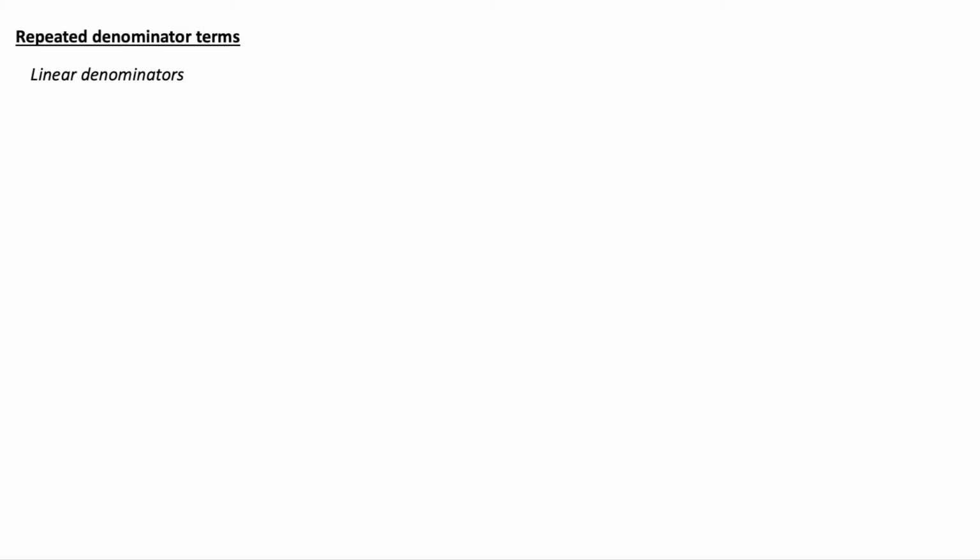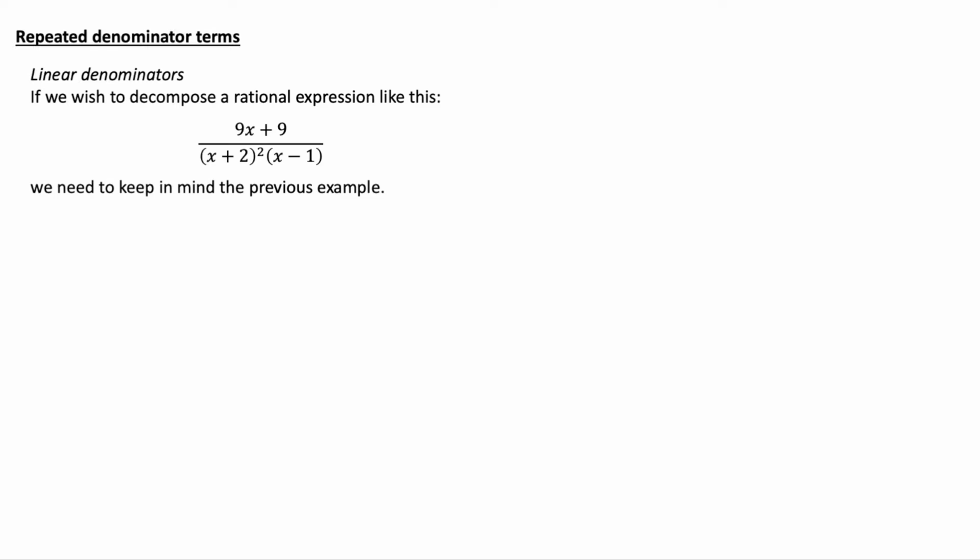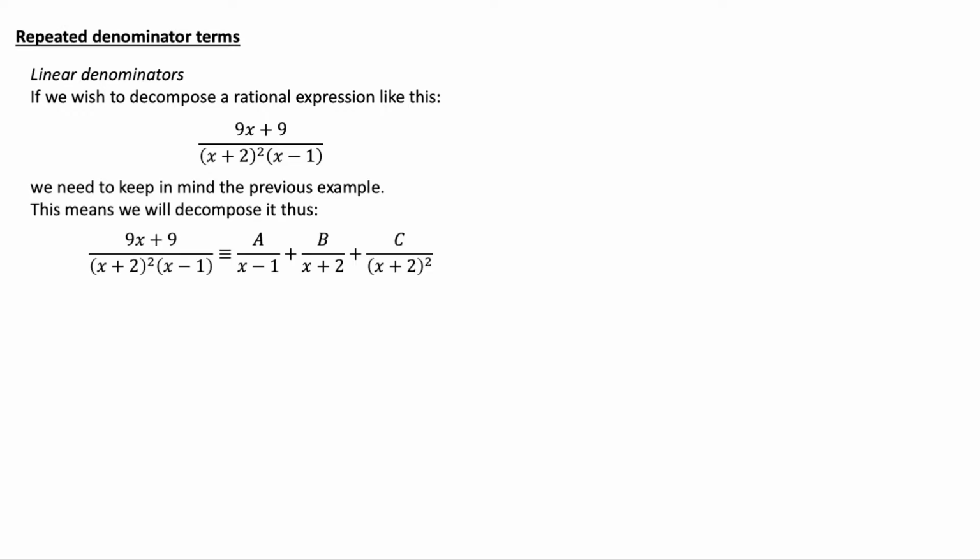Now, if we have squared ones with linear ones as well, so something like this, then we need to keep in mind the previous example. So the x minus 1 is easy enough, that's just going to be a constant over x minus 1, and then the x plus 2 squared, as in the previous example, we break that up into something over x plus 2 plus something over x plus 2 squared. So altogether we have these three terms.